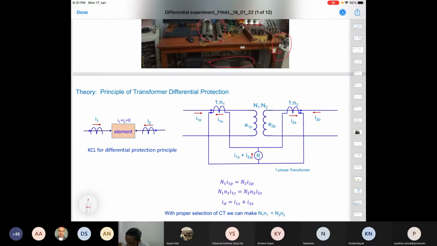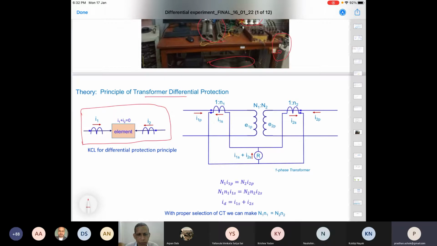We are in the process of describing the differential principle, and then we'll go on to consider the 40% differential principle. So one by one. We talk about transformer differential. So this is the basic perspective of a differential scheme.